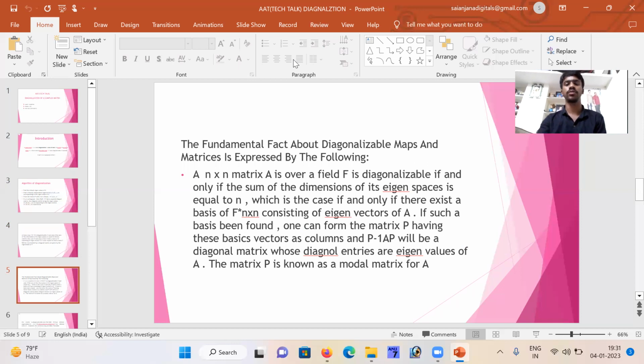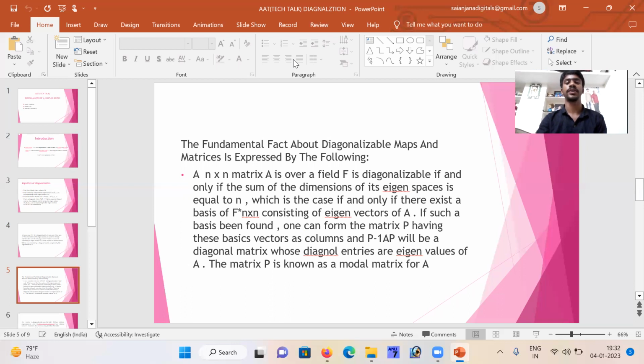The fundamental fact about diagonalizable maps and matrices is expressed as follows. An n by n matrix A over a field F is diagonalizable if and only if the sum of the dimensions of its eigenspaces is equal to n, which is the case if and only if there exists a basis of F^n consisting of eigenvectors of matrix A.